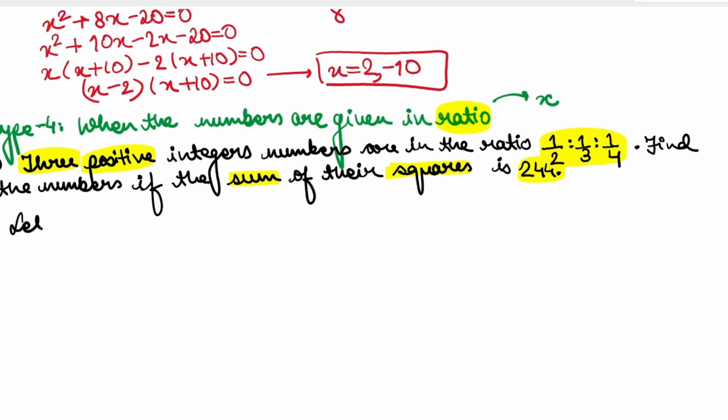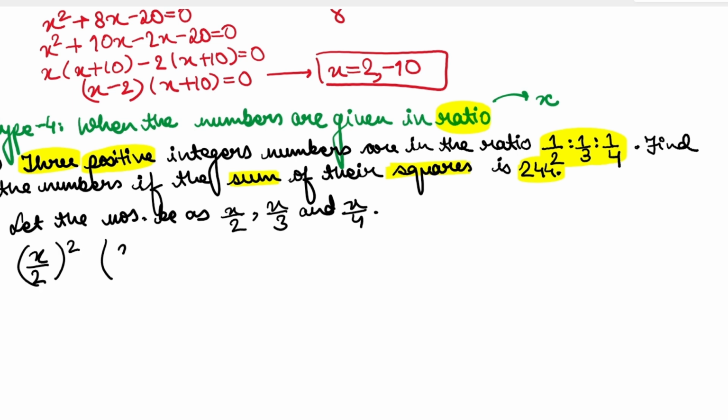So let the numbers be as follows. Because they are in ratio, again x by 2, x by 3 and x by 4. Now the question says find the numbers if the sum of the squares is 244. That means individually we take the square of each, and then after squaring we take the sum, and then after adding, our value will be 244.